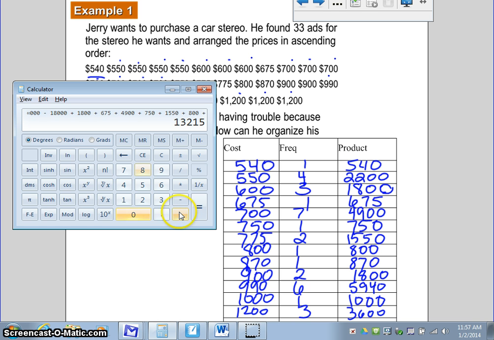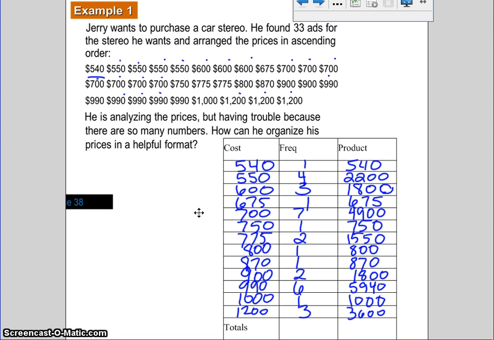plus 800 plus 870 plus 1,800 plus 5,940 plus 1,000 plus 3,600. And we end up with 26,425. So let's go ahead and go back here. It totaled 26,425.